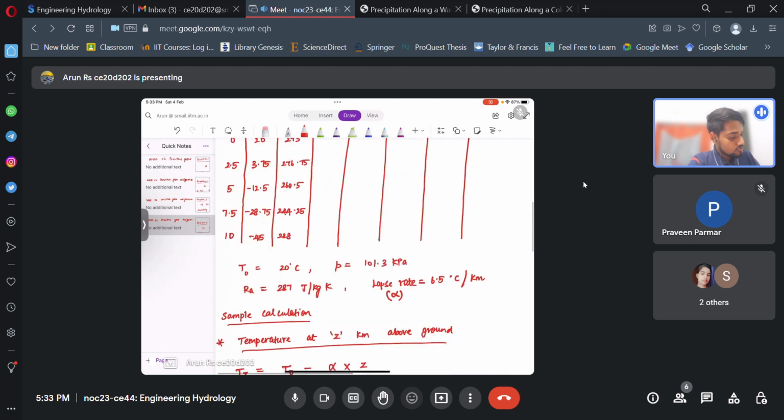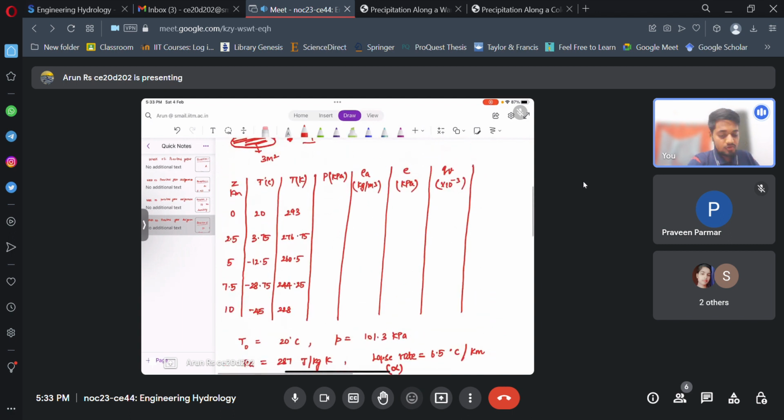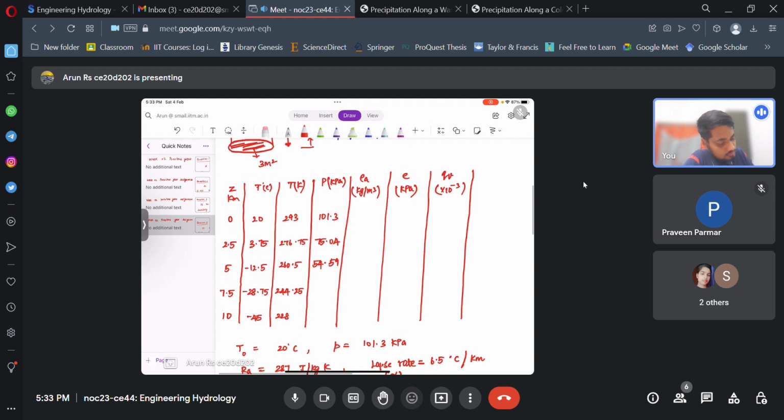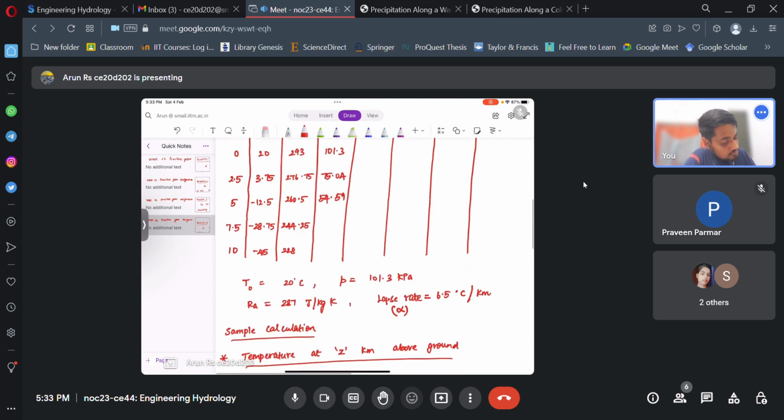Similarly, you have to compute for all your heights. I have already computed them. So it is 101.3, 75.04, 54.59, 38.99, 27.09.